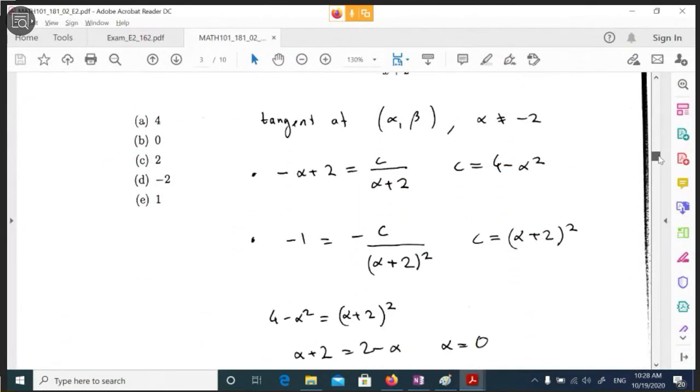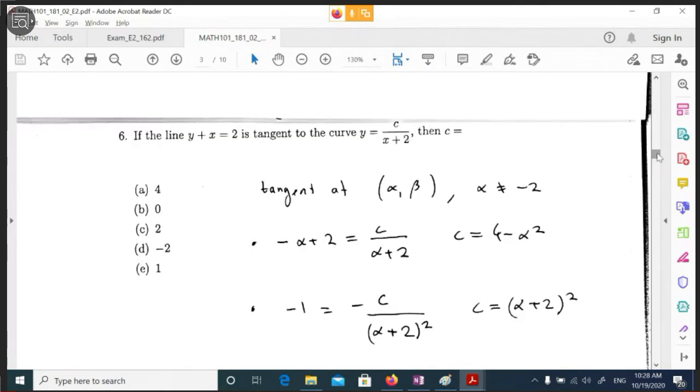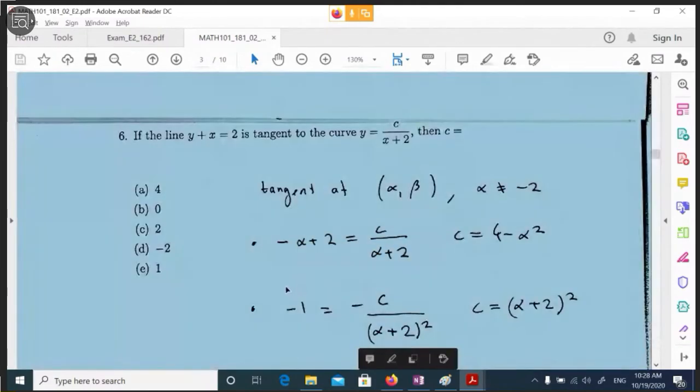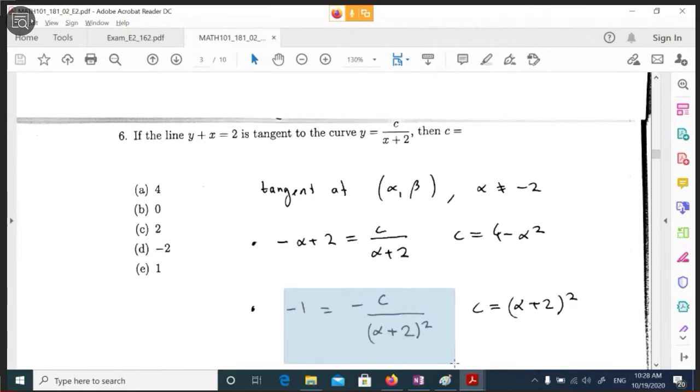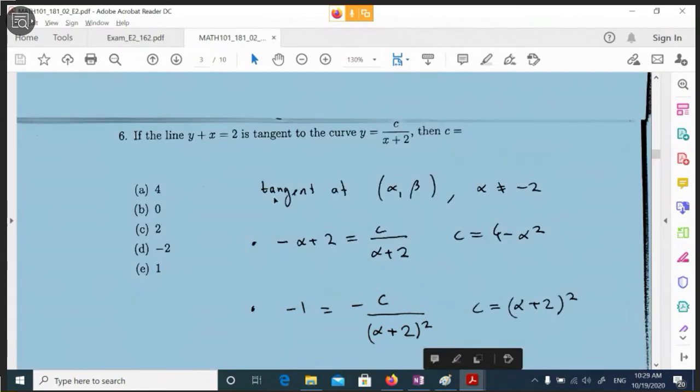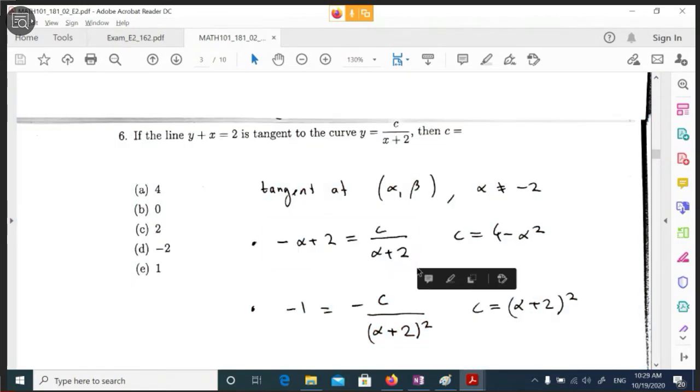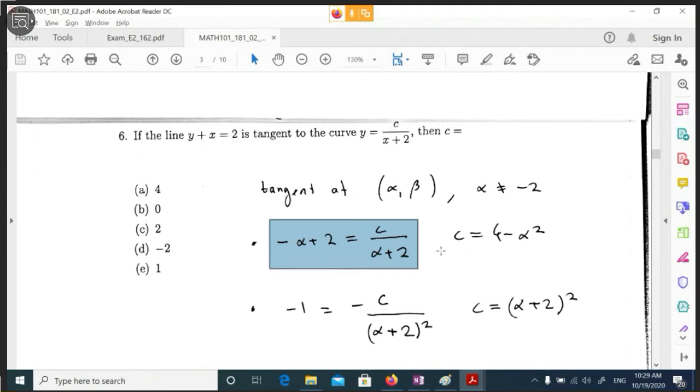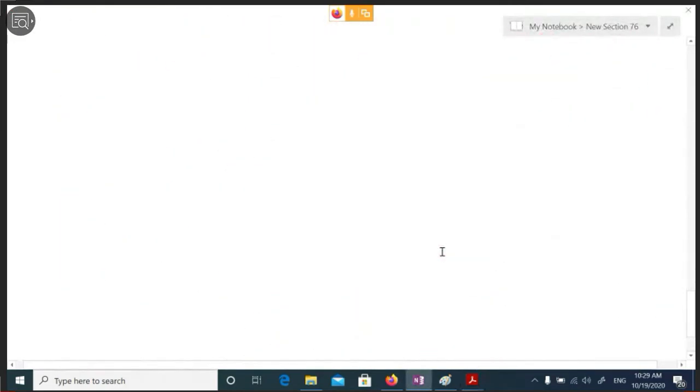From where do you get the second equation? This one here. From the fact that the point belongs both to the tangent line and to the curve. It is on the curve and on the tangent line. Oh, okay, because it's a tangent.